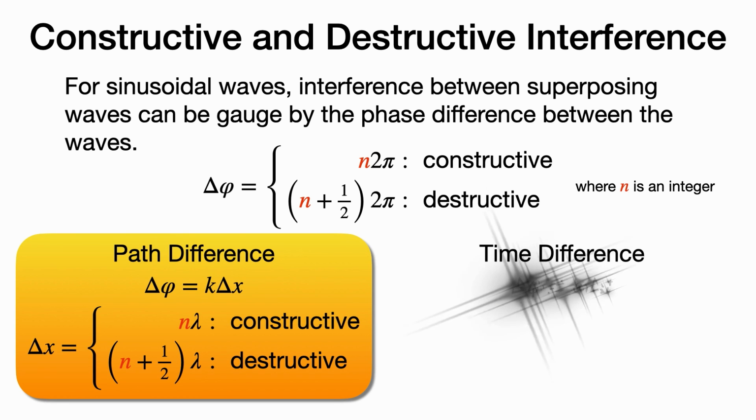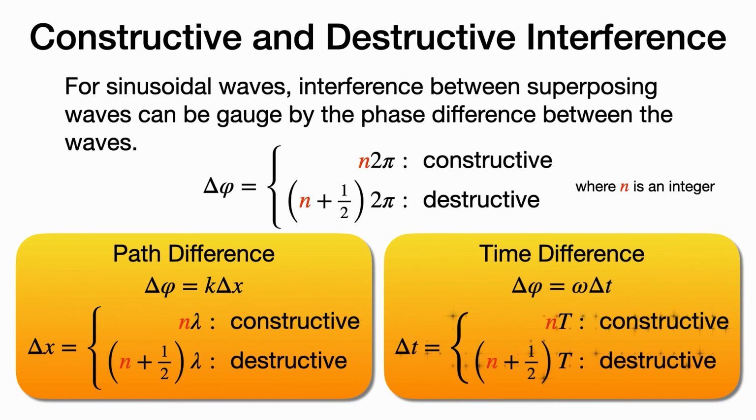If we wish to think about this in terms of a time difference, then our phase difference is the angular frequency omega times the time difference. And we then see that our time difference, when it is equal to an integer multiple of the period of the waves, we obtain constructive interference. And when it is an integer multiple plus a half times the period of the waves, then we obtain destructive interference.